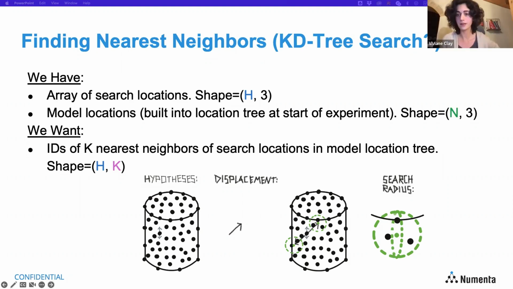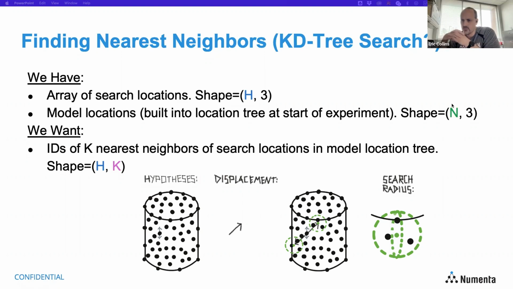Yeah, if I set it lower, it was slower. How many points do you have again? N is around 500 to 5,000.